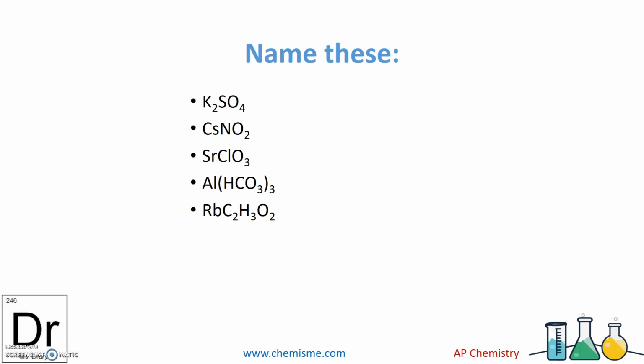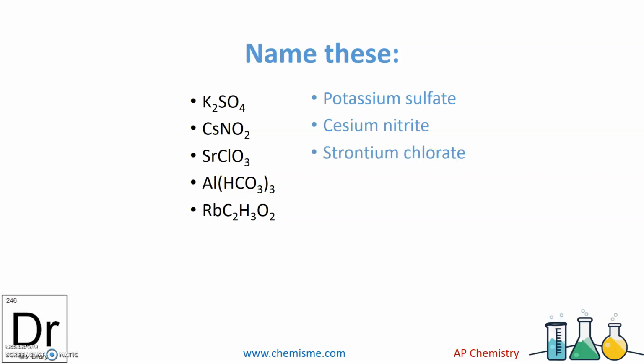If we name these all together now, you're going to name the first element and then the ending. So potassium sulfate. Cesium nitrite, because it has 1 less O than normal. Strontium chlorate. Aluminum bicarbonate, because of that H. And rubidium acetate.